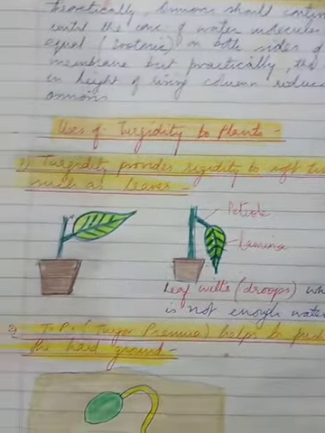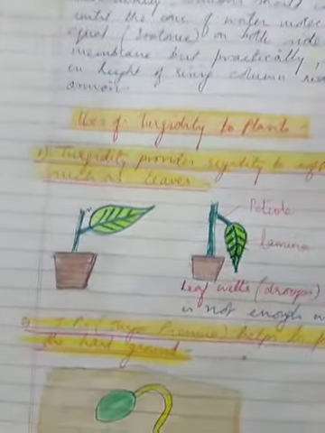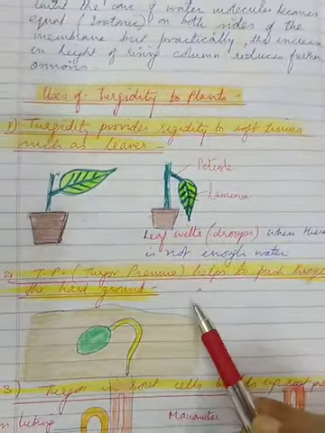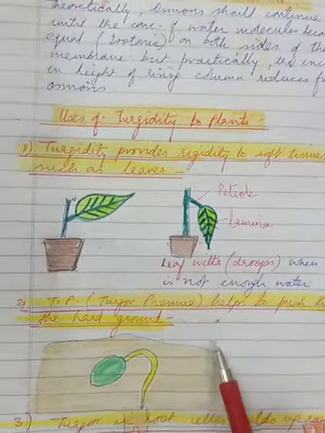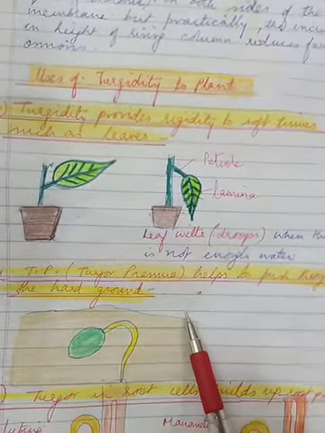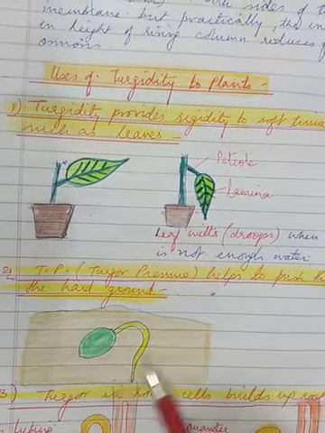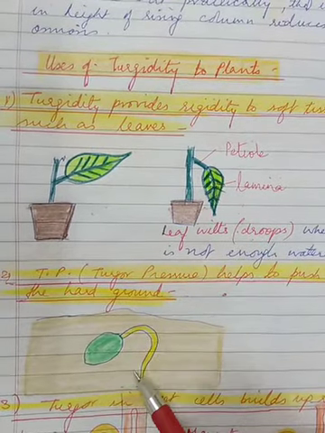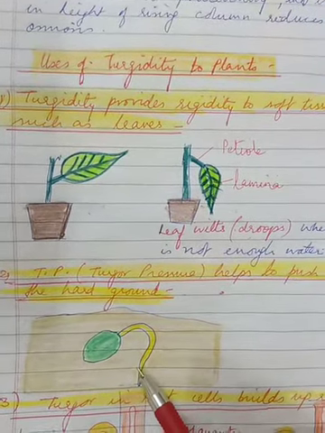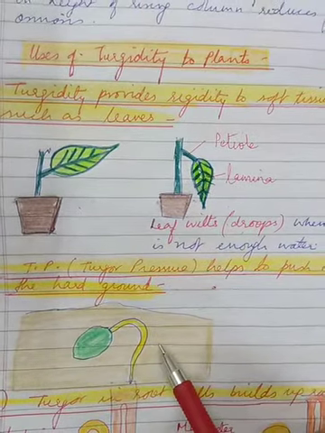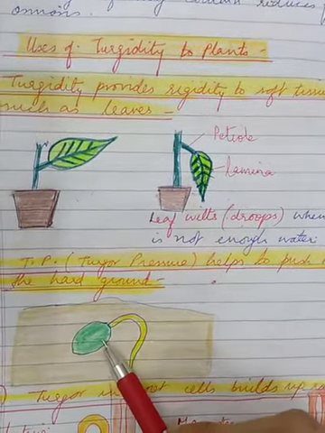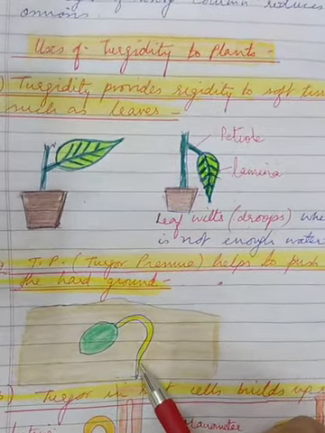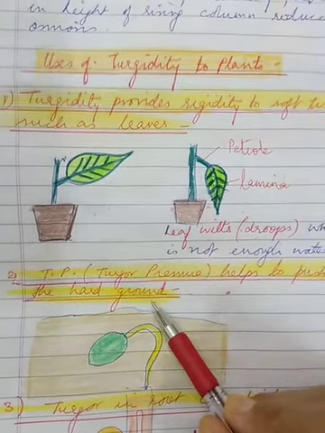The second is that the turgor pressure, or the abbreviation TP, helps to push through the hard ground, right? Now let us say the soil particles or the hard surface have to be penetrated by the weak or very fragile radicle which is emerging out from a seed, and this happens during germination. So what do you think is the pressure inside this very delicate structure that pushes through the hard ground? The pressure generated is the turgor pressure.